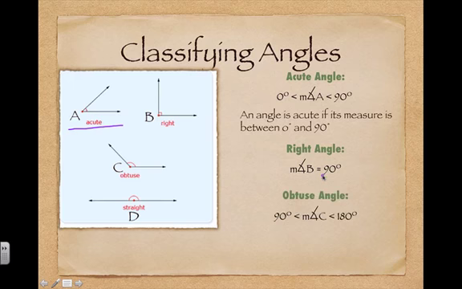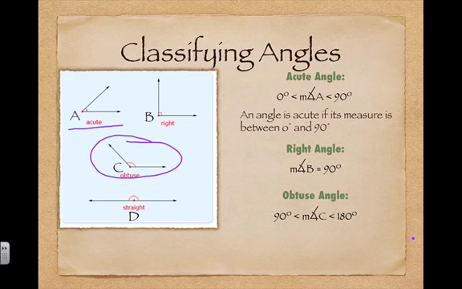Now we're going to go on to an obtuse angle. An obtuse angle, mathematically, means that its measure is in between 90 and 180 degrees. So 90 degrees is less than the measure of angle C, which is less than 180 degrees. So here is our obtuse angle right here. It has a measure between 90 degrees and 180 degrees. Now go ahead and try and write the formal definition of an obtuse angle.